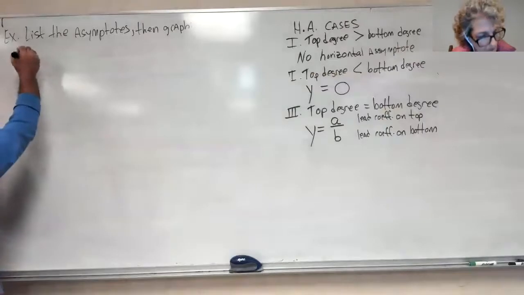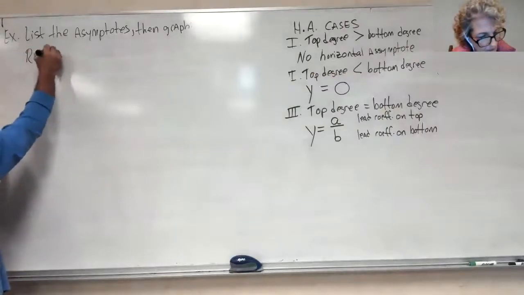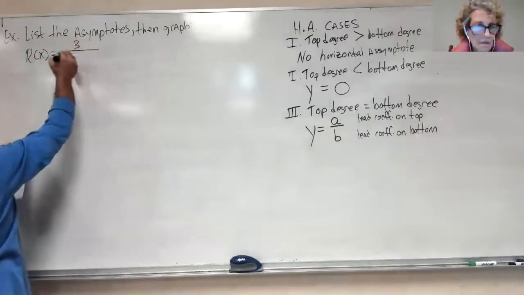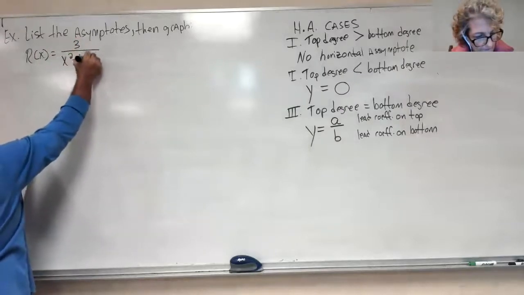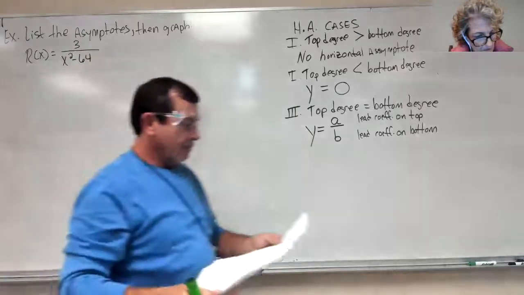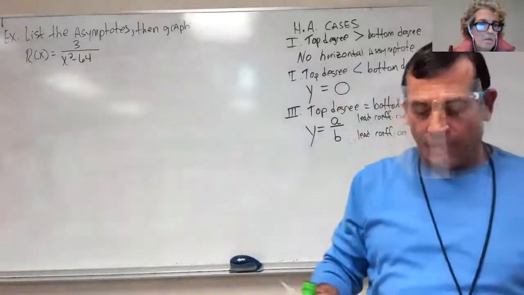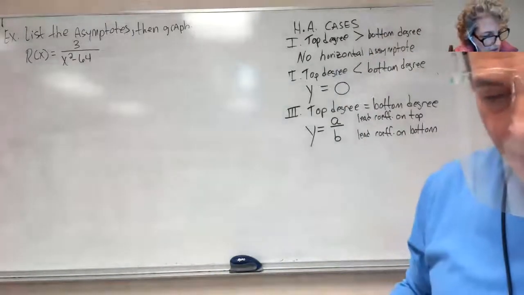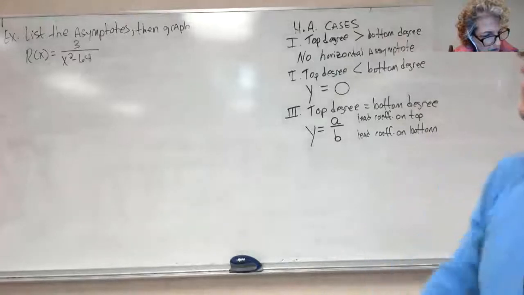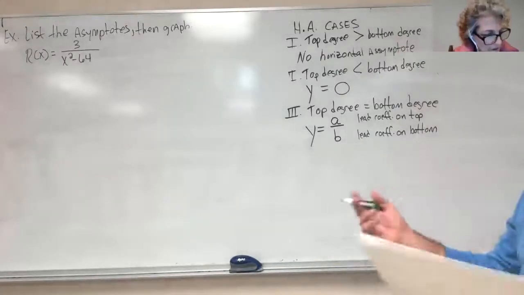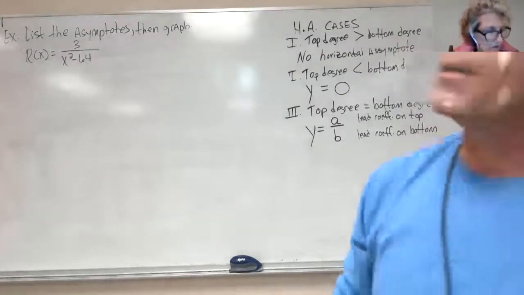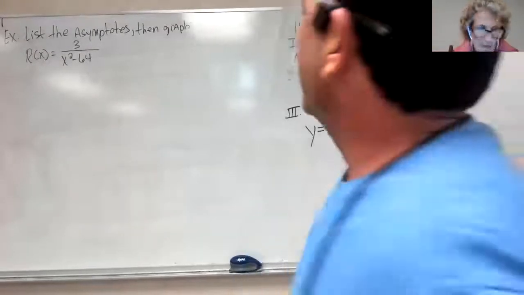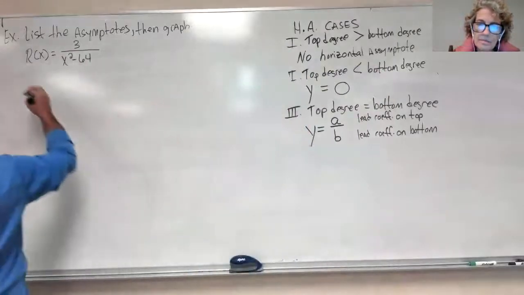So my function is R of X equals 3 over X squared minus 64. Oh, no, this ain't the high-tech one yet, so we got some of them coming up. This one, they gave me four pictures to look at for my answers, okay? But I'll sort of describe what we got going on. So first, I'm going to find the vertical asymptote.